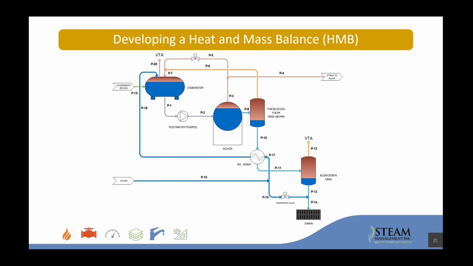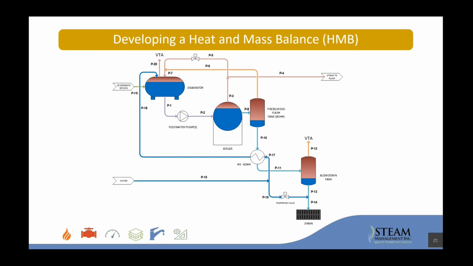So if you have 100,000 pounds per hour of steam to the plant, the demand there, you're having to make more than that to feed your deaerator. So we're going to evaluate the impact of a blowdown heat recovery skid.